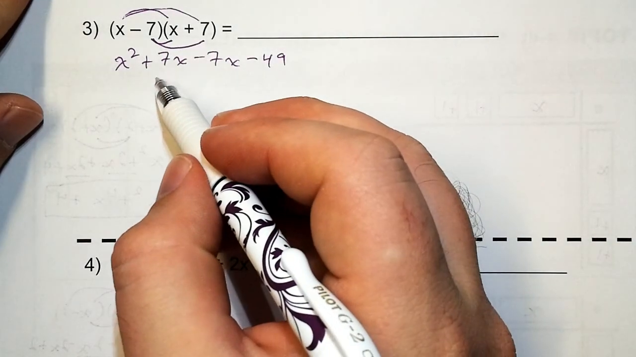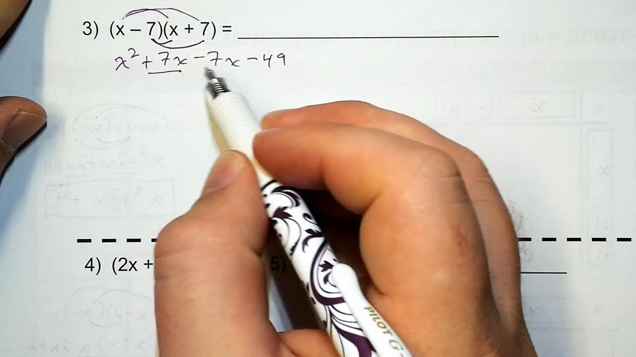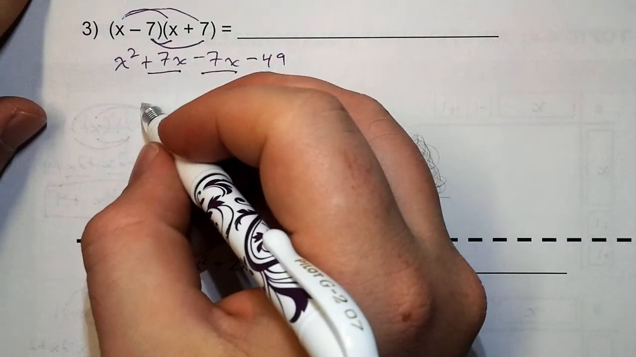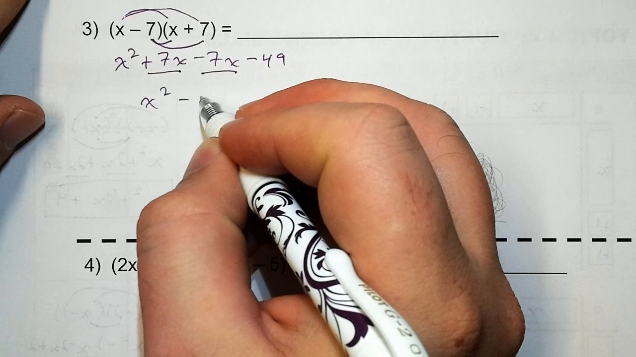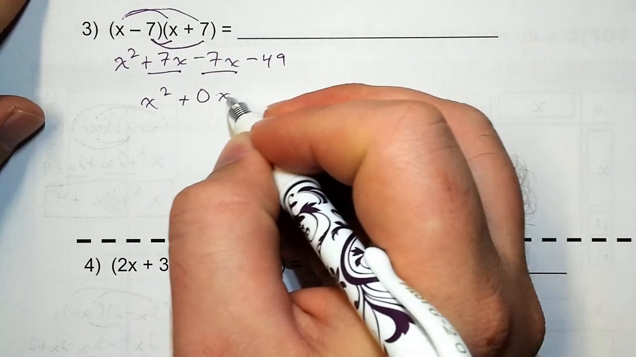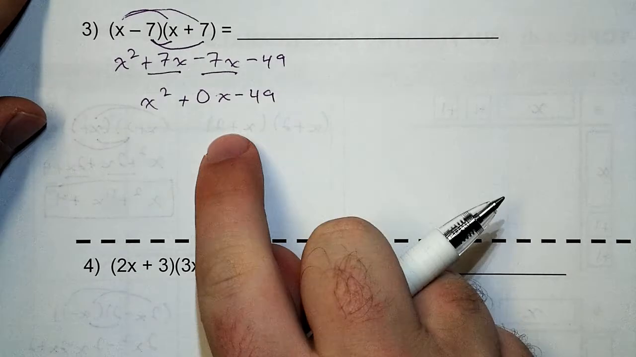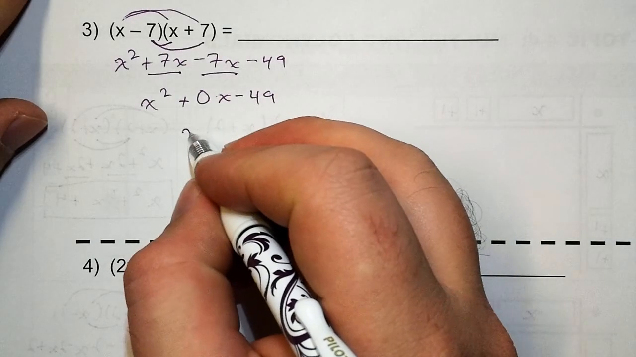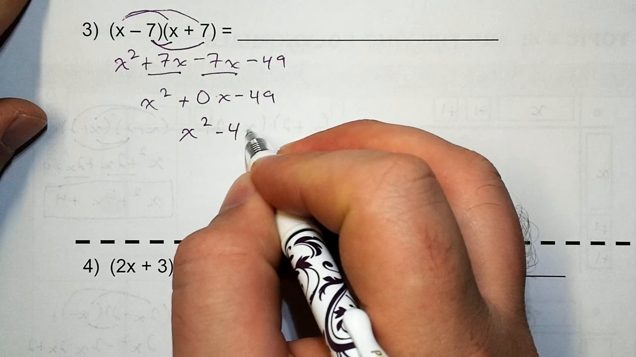Now, when we combine our like terms, we get 7x minus 7x. Well, that's going to be 0, right? So we get x squared plus 0x minus 49. But, do we need this 0 anymore? No, we don't. So we should just have x squared minus 49.